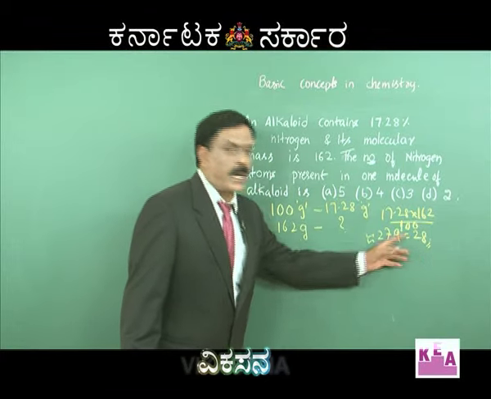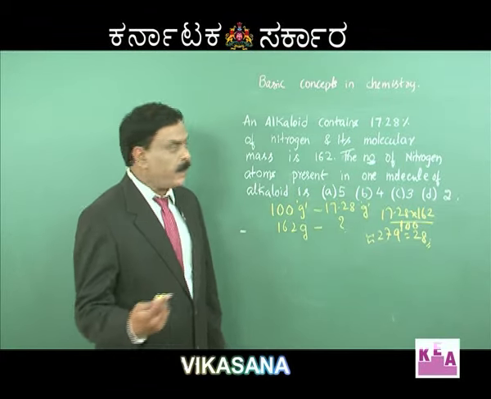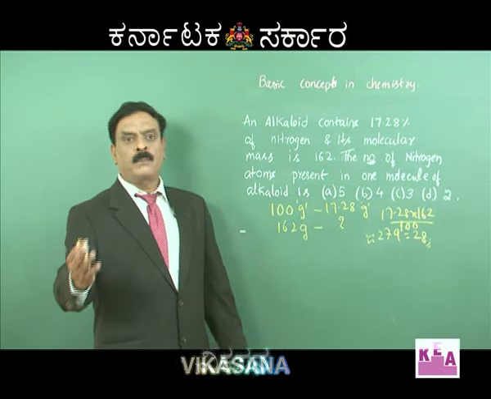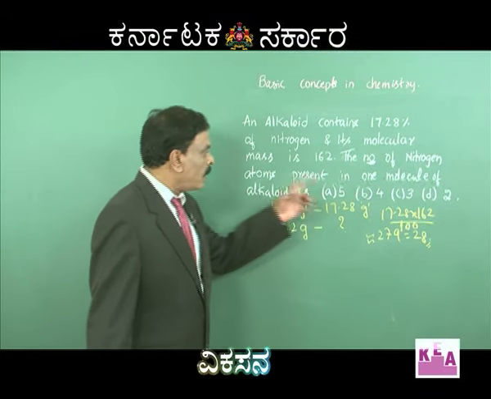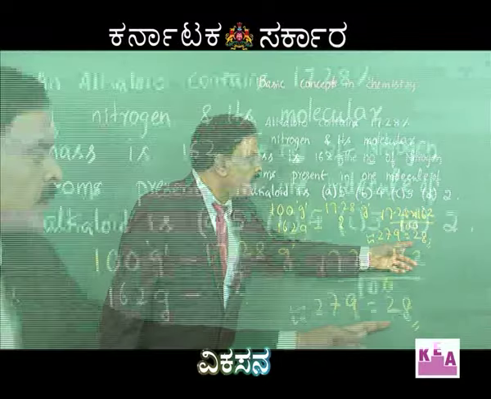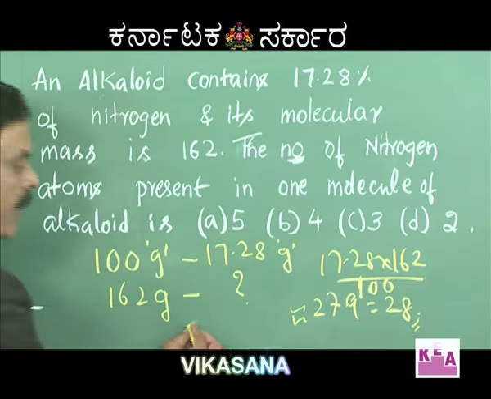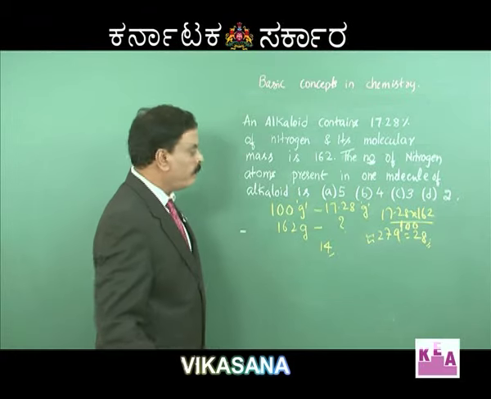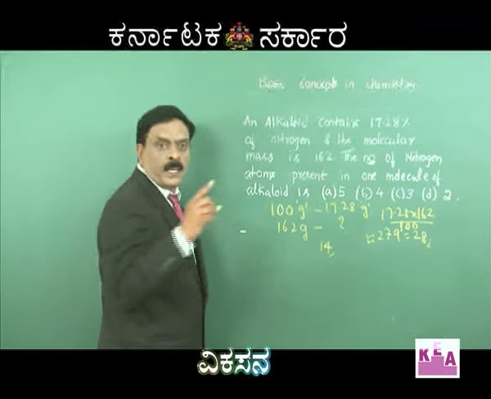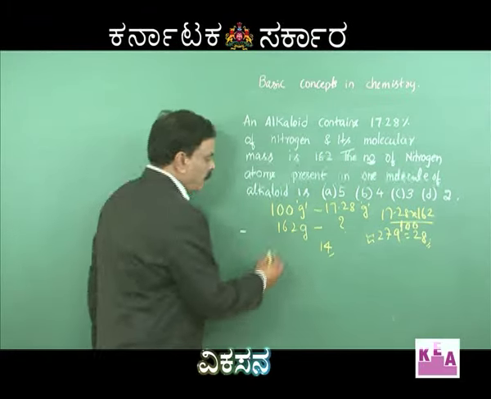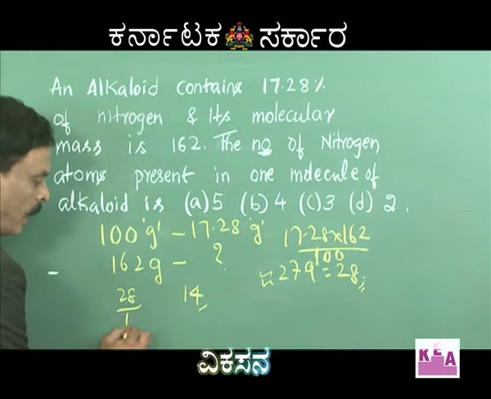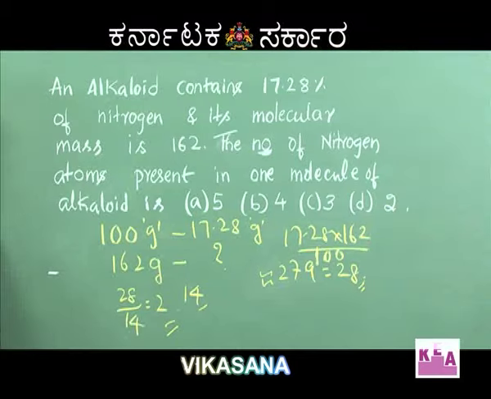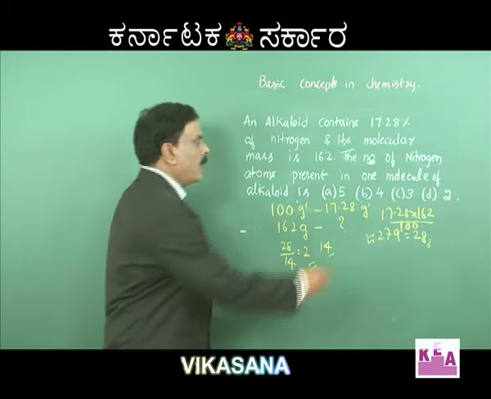Therefore, in 162 grams, that is, in one molecular mass of the alkaloid, the mass of nitrogen present is 28 grams. But in the problem, we have to calculate the number of atoms. How do we go about this? Please note that the mass of nitrogen is 28, its atomic mass is 14, and therefore, the number of atoms of nitrogen present in 162 grams of the alkaloid will be equal to 28 by 14, which is equal to 2. And hence, the right answer is option D.